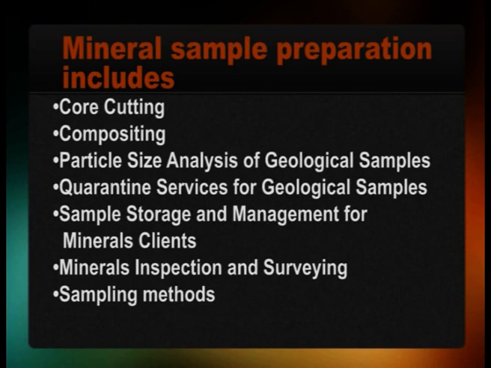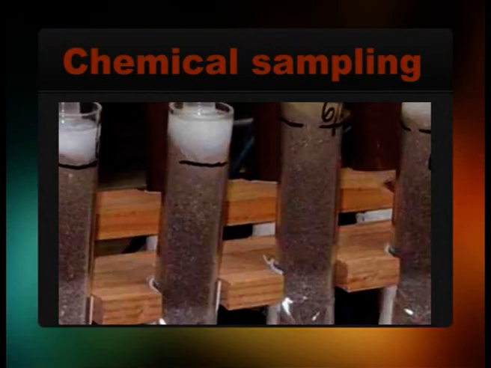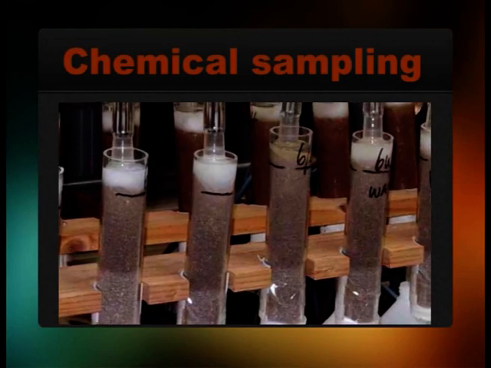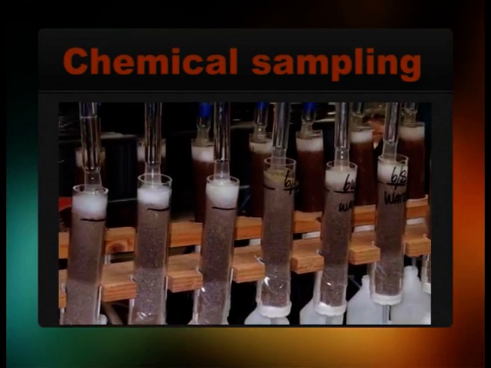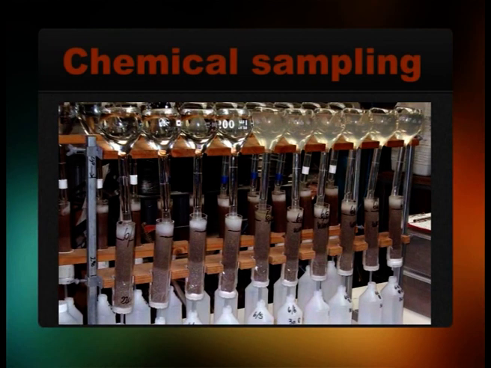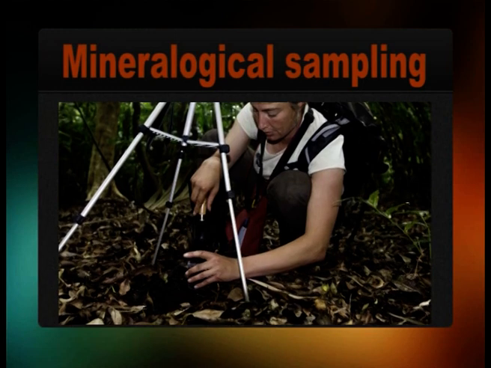Mineral inspection and surveying sampling methods. There are 4 types of sampling methods: chemical, mineralogical, technical and technological. Chemical sampling is used to determine the amount of useful components and harmful impurities in deposits of metallic and many non-metallic minerals. Mineralogical sampling establishes the various grades of useful minerals.